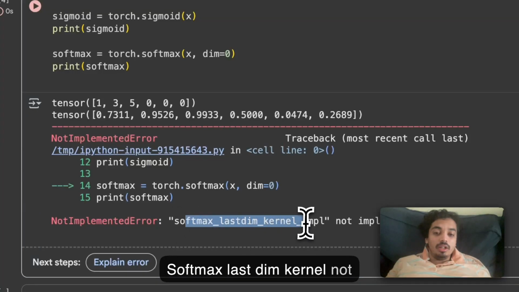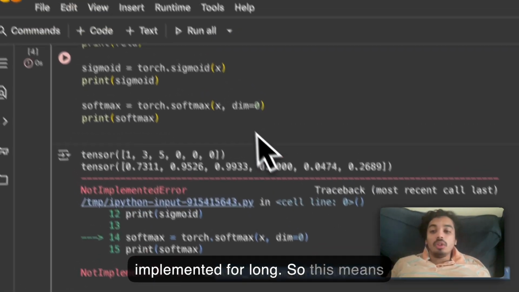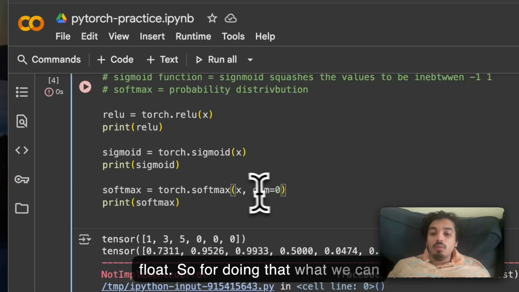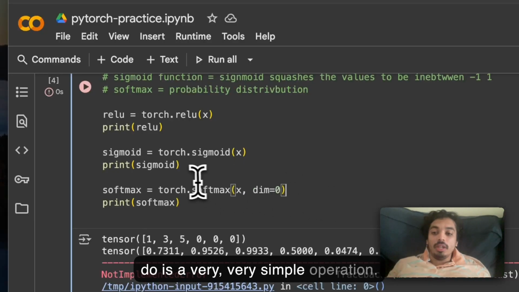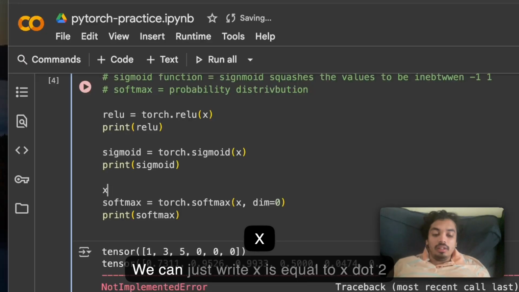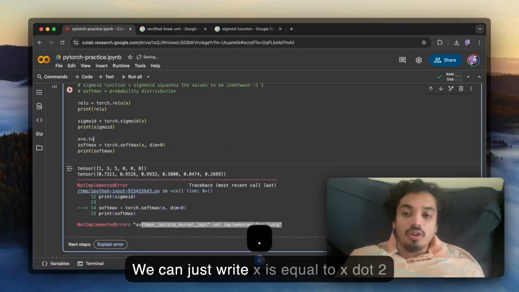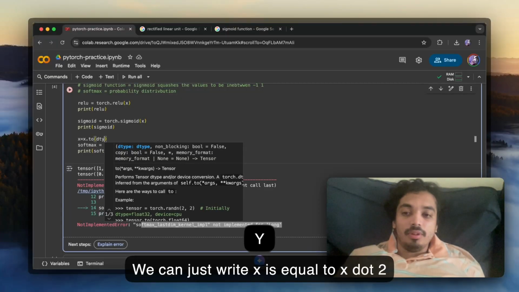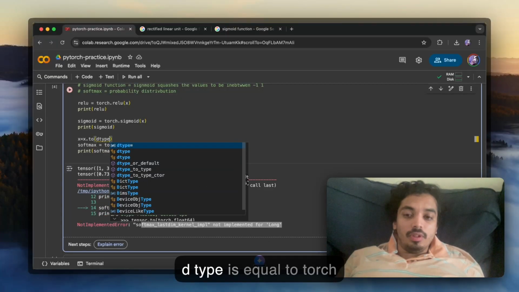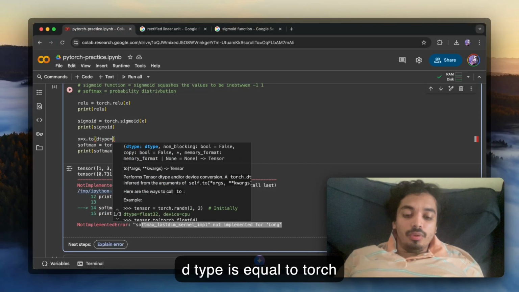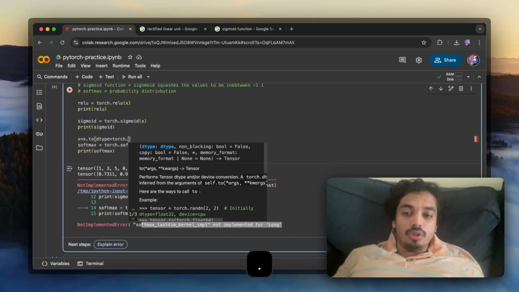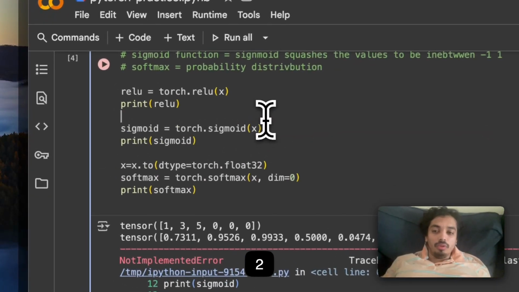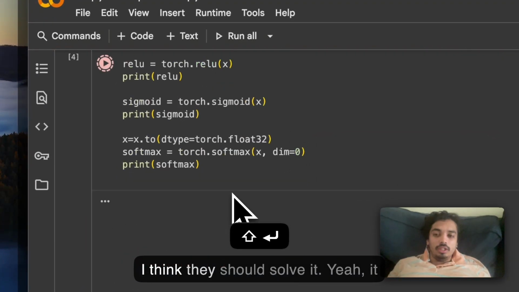Coming back to softmax, what is the error? Softmax last dim kernel not implemented for long. So this means that we will have to convert it into float. For doing that, we can do a very simple operation. We can just write x is equal to x.to, dtype is equal to torch.float32. Okay, so I think this should solve it.